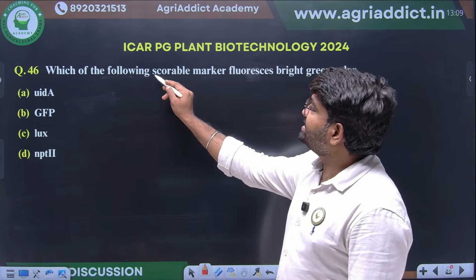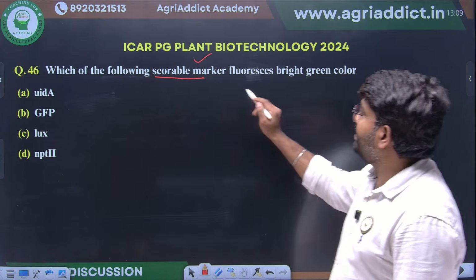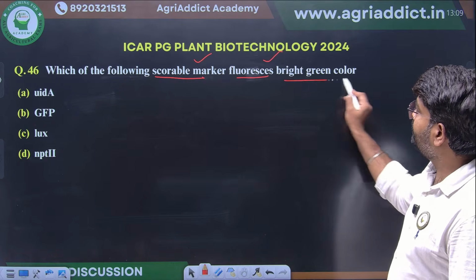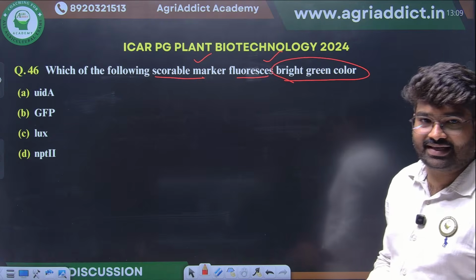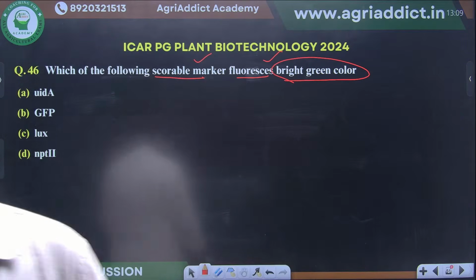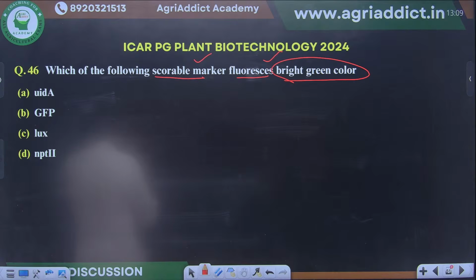Which of the following is a scorable marker? They are saying scorable marker, fluorescence, bright green color. Any guesses? Which of the following is a scorable marker? Fluorescence, bright green color.